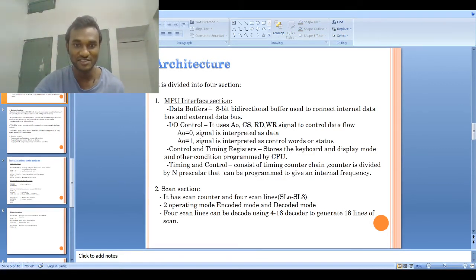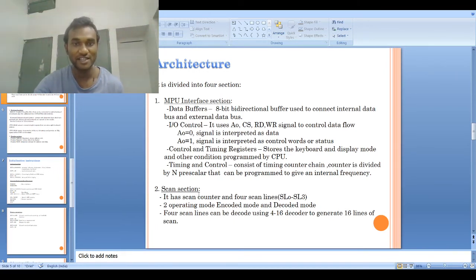From the MPU interface section, the data buffer is the 8-bit bidirectional buffer used to connect the internal data bus and the external data bus. The second is I/O input-output control, which uses A0, CS, read-write signals to control the data flow. When A0 is low, the signal is interpreted as data. And when A0 is high, the signal is interpreted as control words or status. Control and timing registers store the keyboard and display mode and other conditions programmed by the CPU. The timing and control consist of a timing counter chain. The counter is divided by an N prescaler that can be programmed to give an internal frequency.